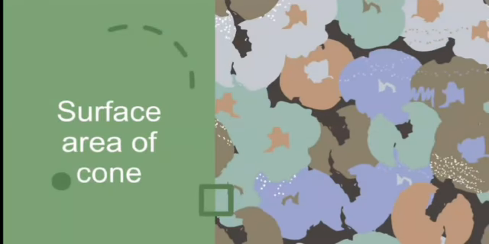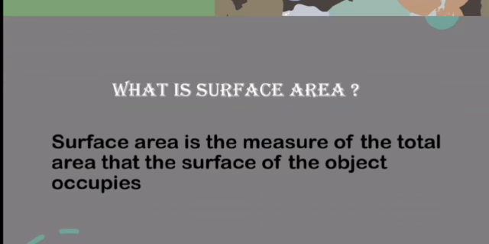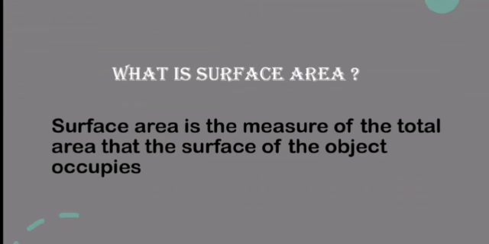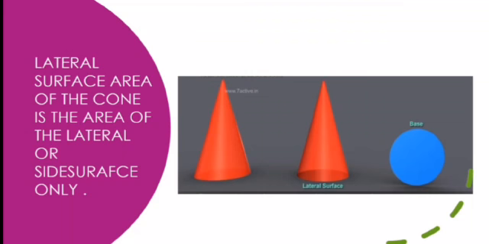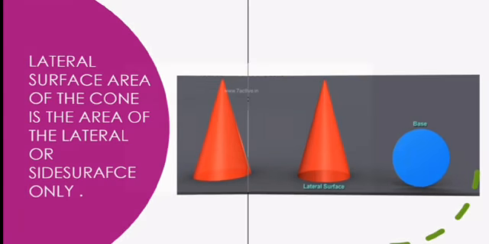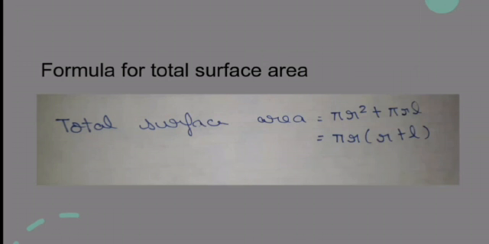Now we'll be talking about the surface area of a cone. So first let us know what is surface area. Surface area is the measure of the total area that the surface of the object occupies. We have learned that a cone is formed by bringing together the two radii of a sector so that they coincide with each other. Lateral surface area of the cone is the area of the lateral or side surface only. And the formula for the total surface area of a cone is pi r multiplied by (r plus L).